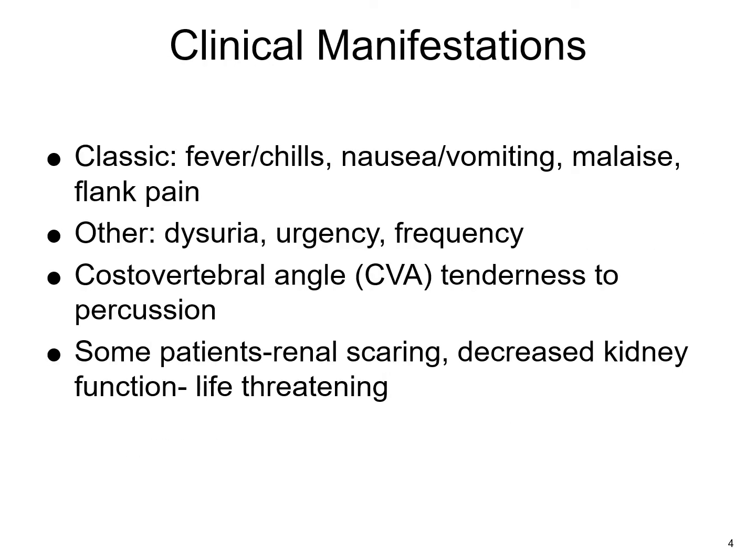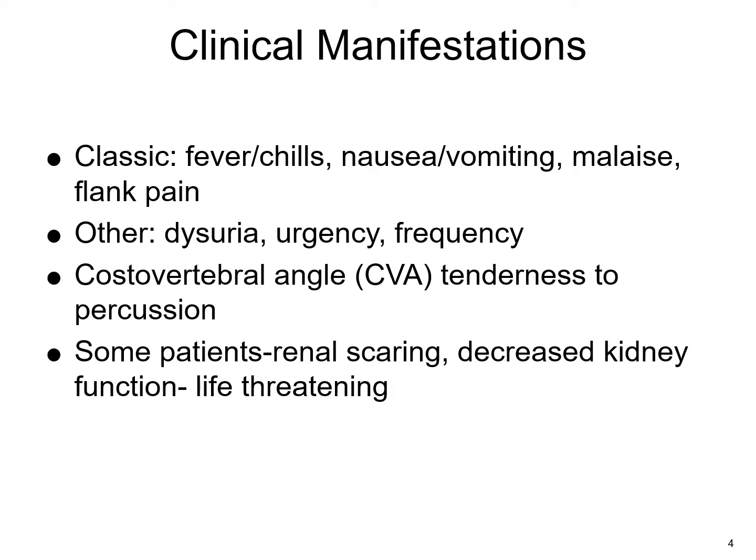Okay. Your clinical manifestations of classic ones are the fever, the chills, nausea, vomiting, malaise, and flank pain. And then the other ones that you may get are things like dysuria, urgency, and frequency. The patient can also have the costovertebral angle tenderness to percussion, and there's a nice picture in your book that you can look at to get a sense of where this angle is.